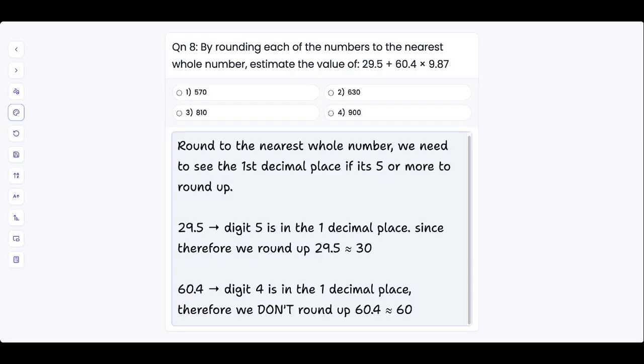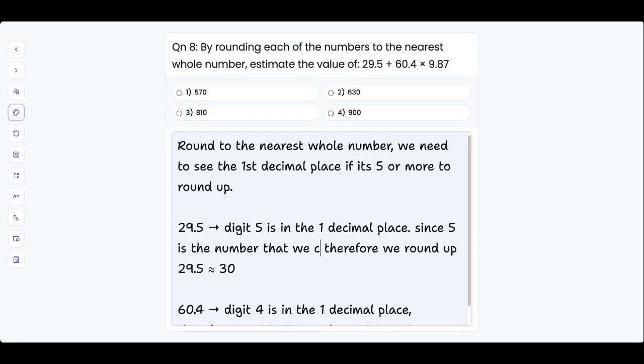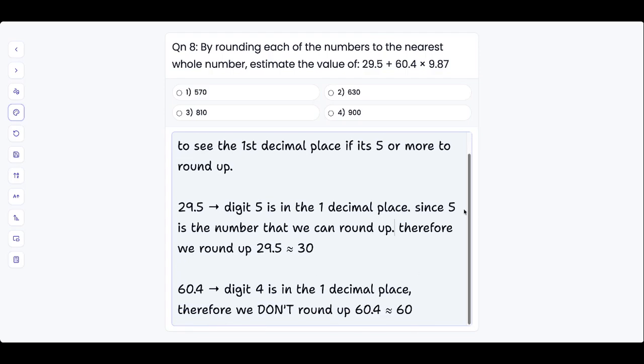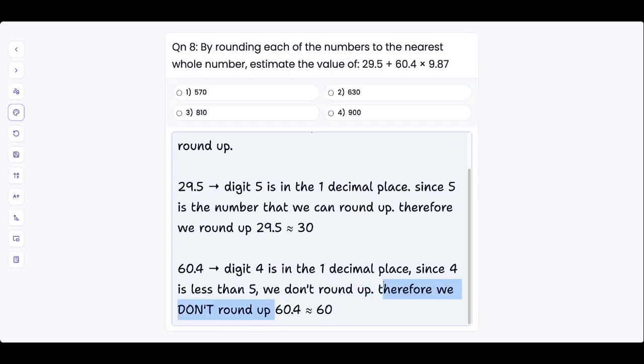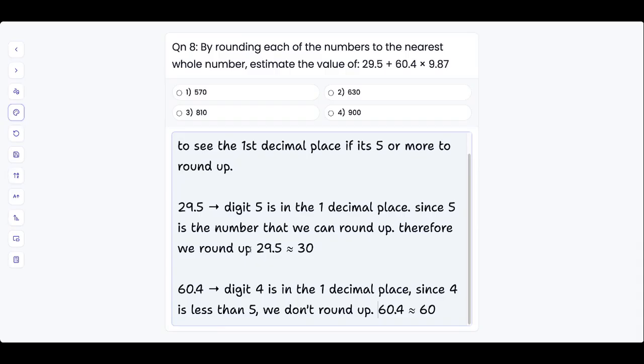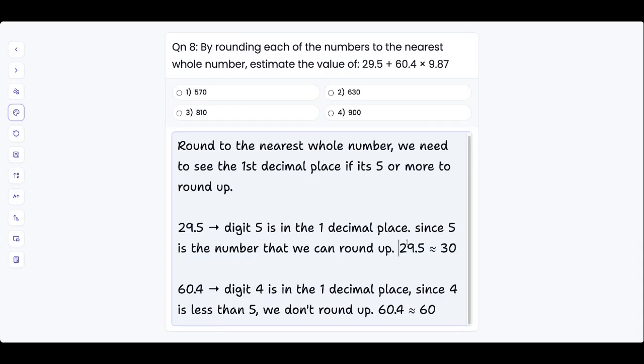Since 5 is a number that we can round up, therefore we round up. Digit 4, since 4 is less than 5, we don't round up. So 60.4 becomes 60, and 29.5 will become 30.